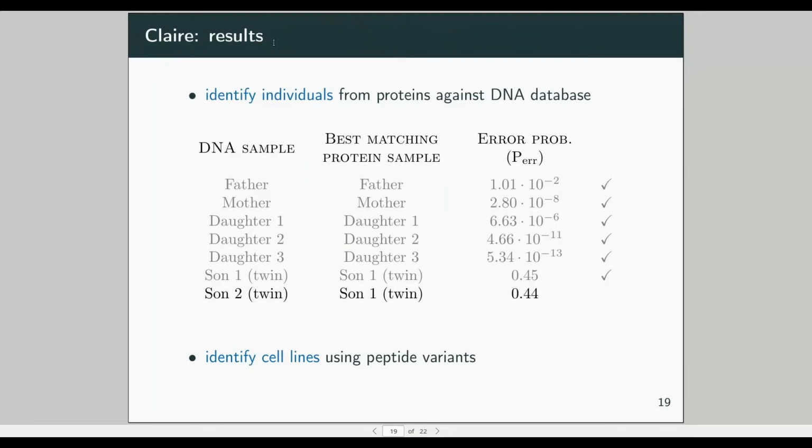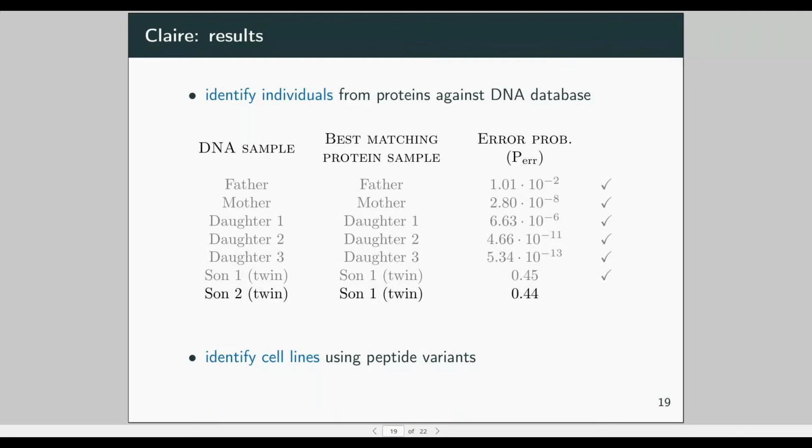One can also use this Declare to identify individuals from proteins against a DNA database. So we have here a data set of samples which consist of 7 family members. One of those are monozygotic twin sons, and we can calculate the probability that the protein sample corresponds to the DNA sample. We also use this to identify cell lines using peptide variants.